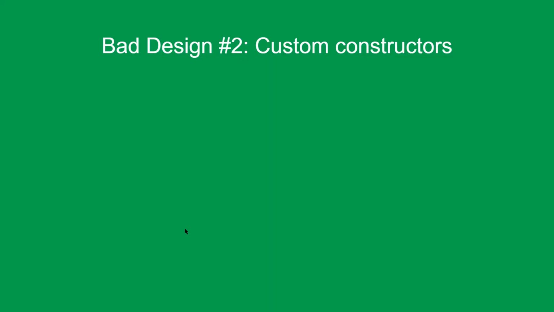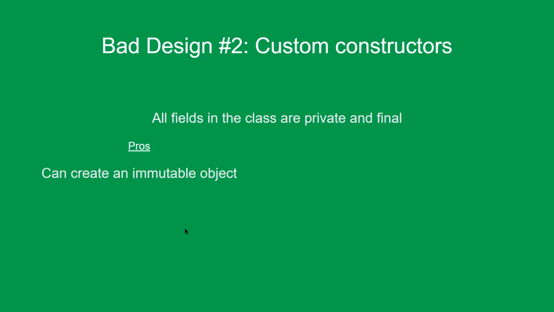Alright, now let's talk about another bad design choice. Let's actually make all of the class's fields private and final, and then we can use custom constructors to actually set the data when we create the object. The pros to this are that we do create an immutable object, which is half of what we wanted, but on the other hand, we'll end up with too many combinations of parameter sets.